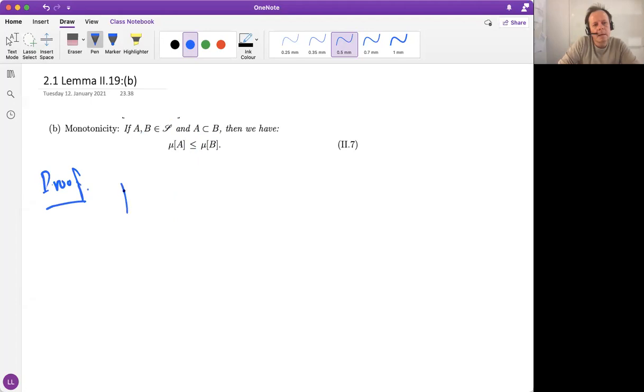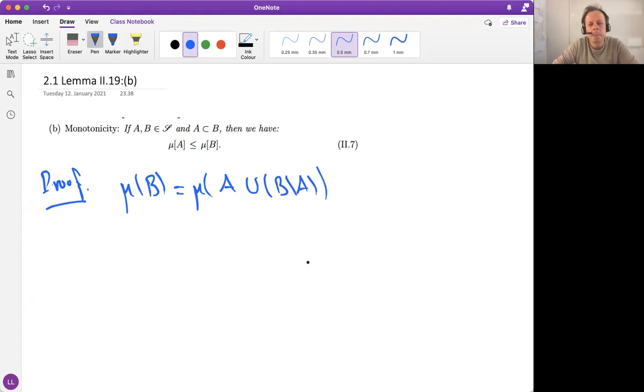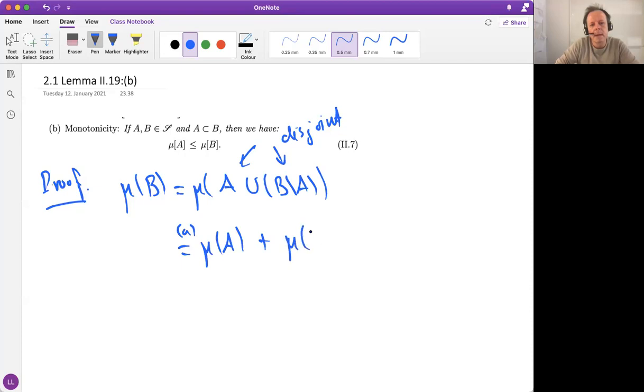Let's think about what the measure of B is. We can represent the set B as the union of A and then the set B minus A, and these are disjoint. Now we can use the finite additivity. Part A was the finite additivity, so we know from part A that this is the sum mu(A) plus mu(B minus A). This second term could be 0 or infinite, but whatever it is, it's at least 0. So the sum is at least mu(A). That's the end of the proof here.